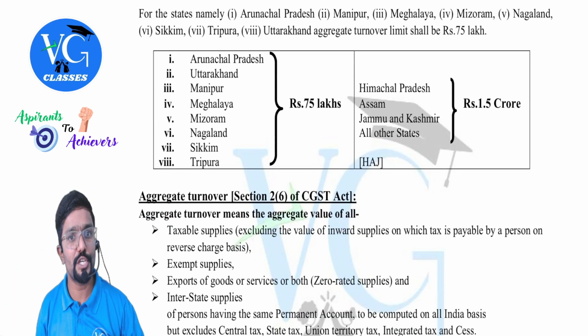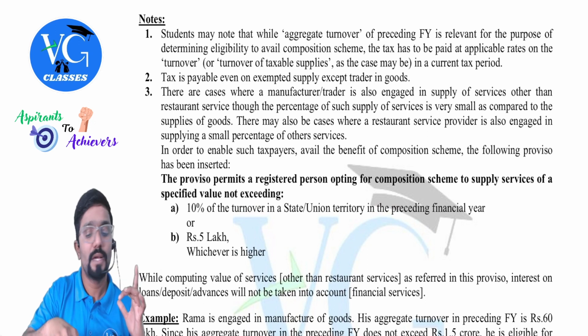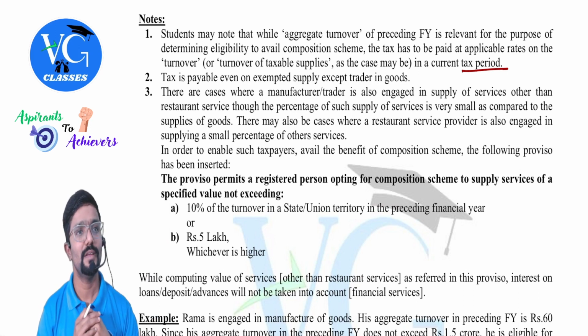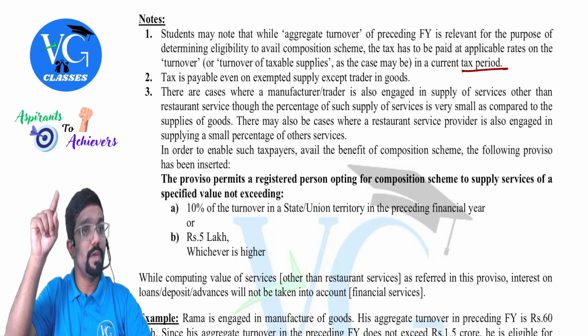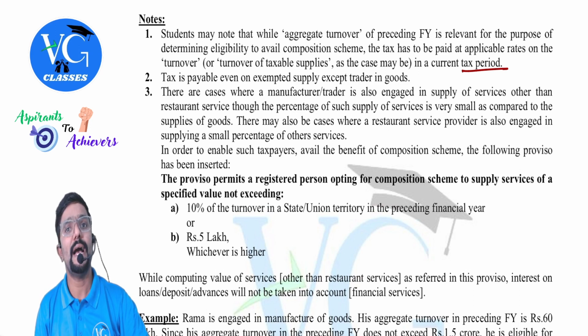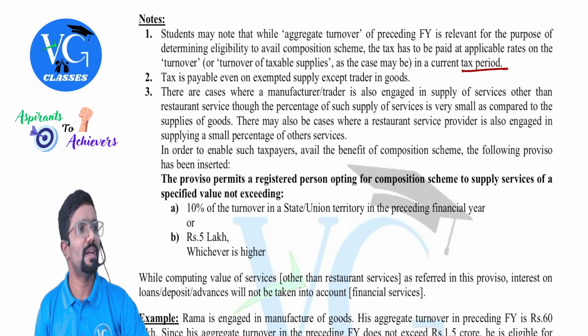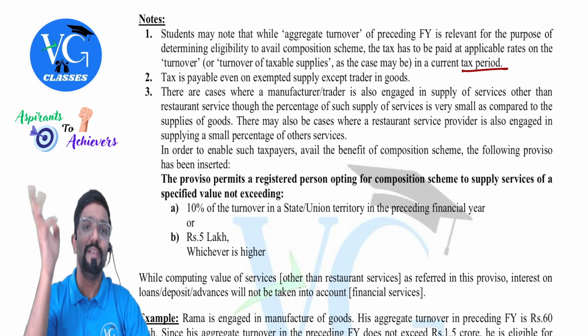And here, guys, for composition scheme, tax period means what? Quarter. Underline and write. Quarter. Quarter will have how many months? 3 months. 4 quarters in a year, but months will be 3.